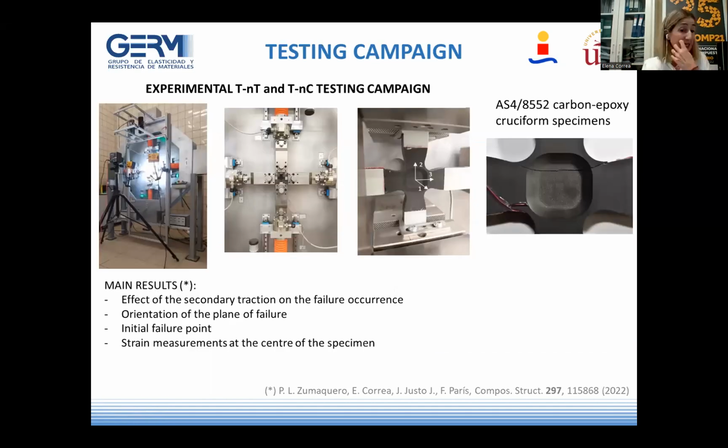With this campaign, we obtained some results. The first were related to the effect of the secondary traction on the failure occurrence. I will share a slide containing these results. Second, the orientation of the plane of failure, which turned out to be always perpendicular to the main tension. We could also detect the position of the initial point of failure by means of a high-speed camera, and we also performed some strain measurements in the center of the specimen.